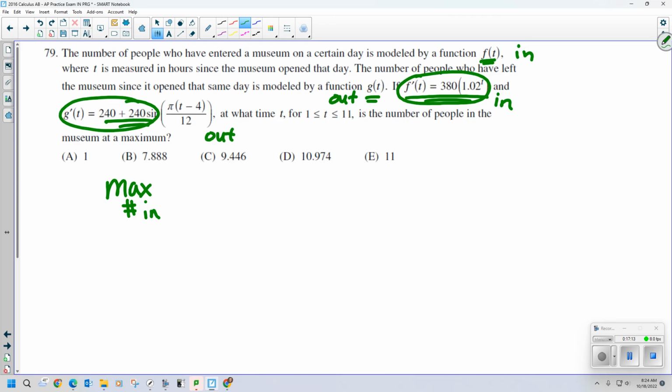Okay, let's say at the start of the day, 20 people are coming in per hour, and only 2 people are leaving per hour. That's a difference of 18, right? So every hour we're getting 18 more people in.